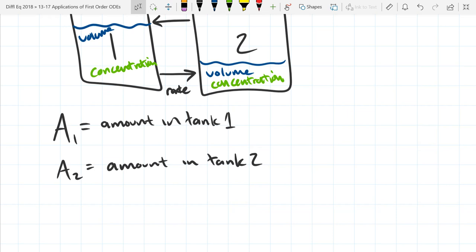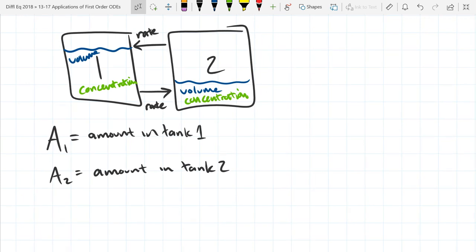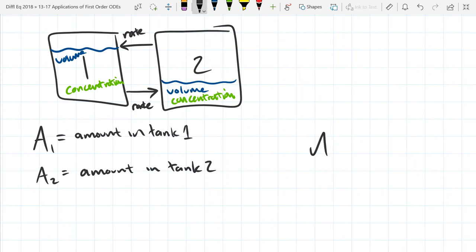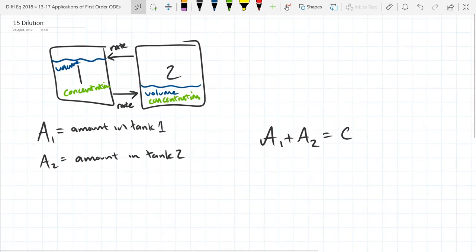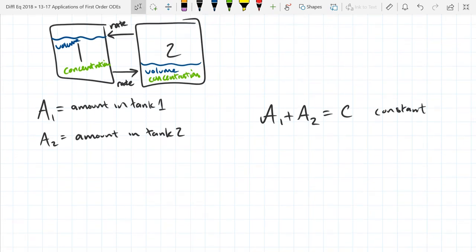And then we want to look at how the amount's going to change over time. So assuming it's a closed system and the volumes are not infinite, we have this assumption. What can you say if it's a closed system and there's no leaks? What can you say about A1 plus A2? It'll be a constant. So if there's nothing leaking out, we're not losing any of our material. So I'll just write equals C for constant. So this is basically what our differential equation is going to look like. Oh, it doesn't have any derivatives in it. Let's start thinking about derivatives.